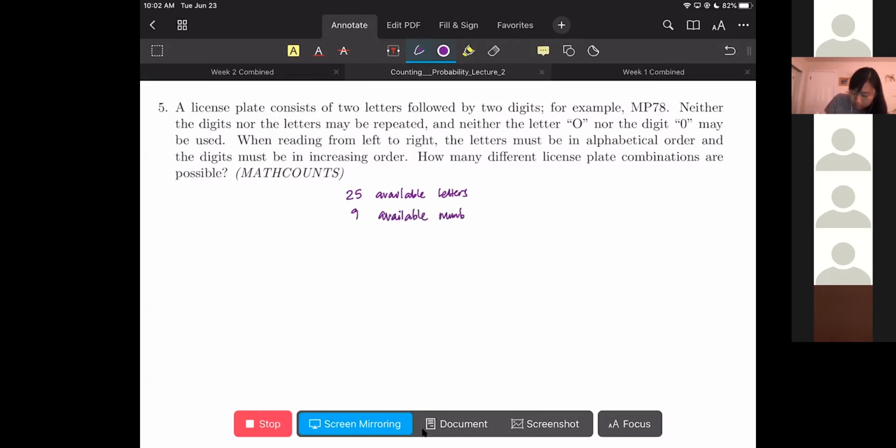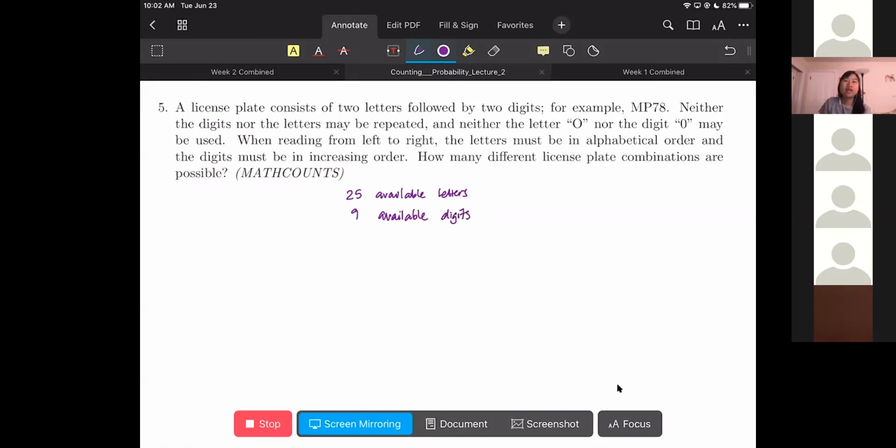And then for the numbers, usually we'd have 10 available, but we can't use 0. So now there are 9 available. And since they have to be in an increasing order when read from left to right, you'd start with 9 available options and you'd have only 1 left.